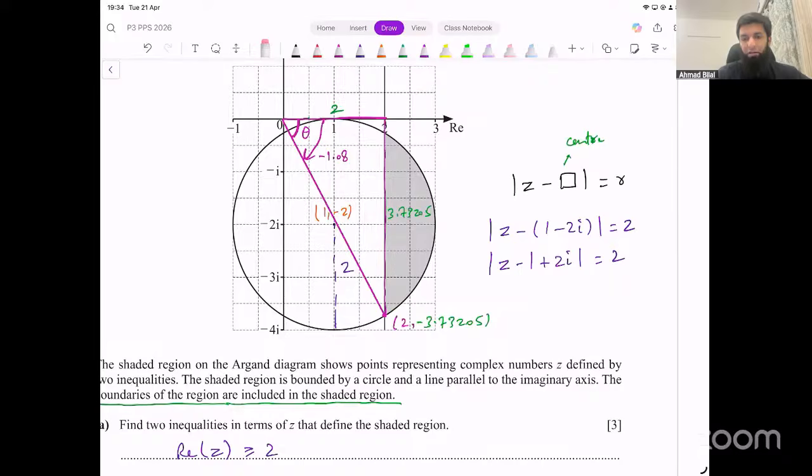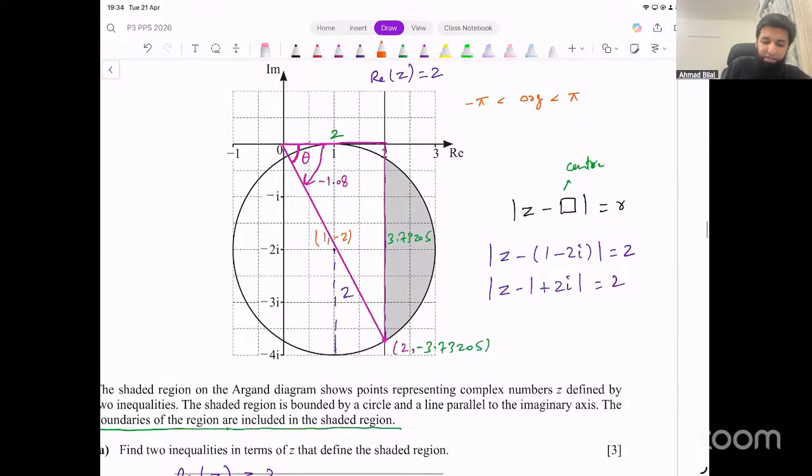Won't we go anti-clockwise? The interval that we use for argument is from negative pi to pi. That's the convention that we've got. So in the first and second quadrants, we go in the positive direction. In the third and fourth quadrants, we go in the negative direction. That's the convention, so we follow that. So that will also be negative, but from this direction.